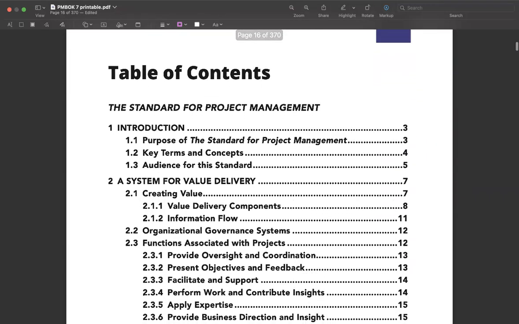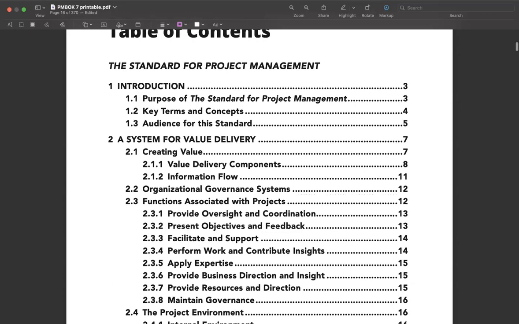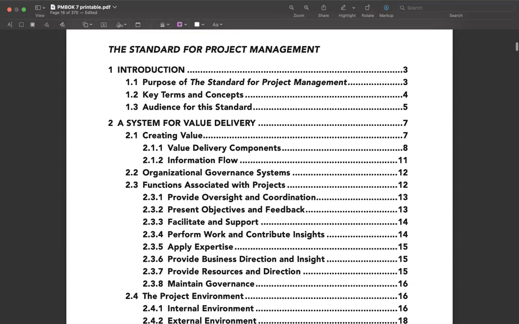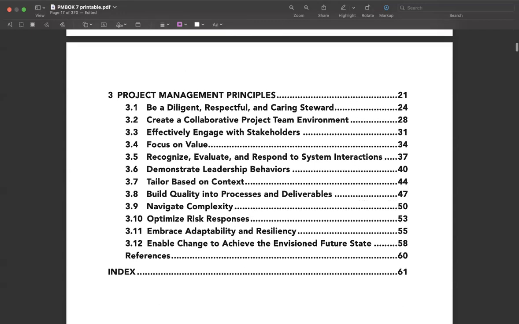So, I'm just going to take you through the table of contents. It's just a reiteration of what I've discussed. So, the book starts with the standards for project management, which has the introduction chapter, the system for value delivery. So the first section basically covers the standards for project management. And then you have the project management principles.